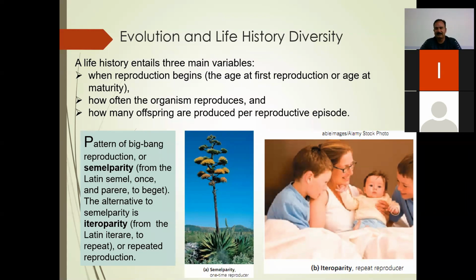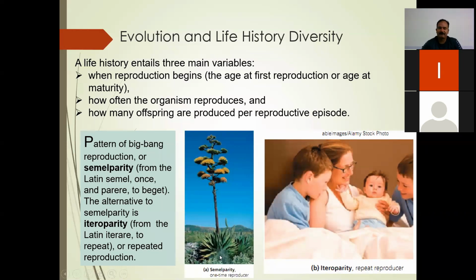In the case of fish, there is very limited parental care, whereas in the case of humans, the young one gets maximum protection and care from the parents. So in humans, we experience long-term parental care because the number of individuals per reproductive episode is very limited, about one or two. We have already discussed semelparity, which is also known as Big Bang reproduction, in which individuals produce a large number of offspring one time, and after that they die.